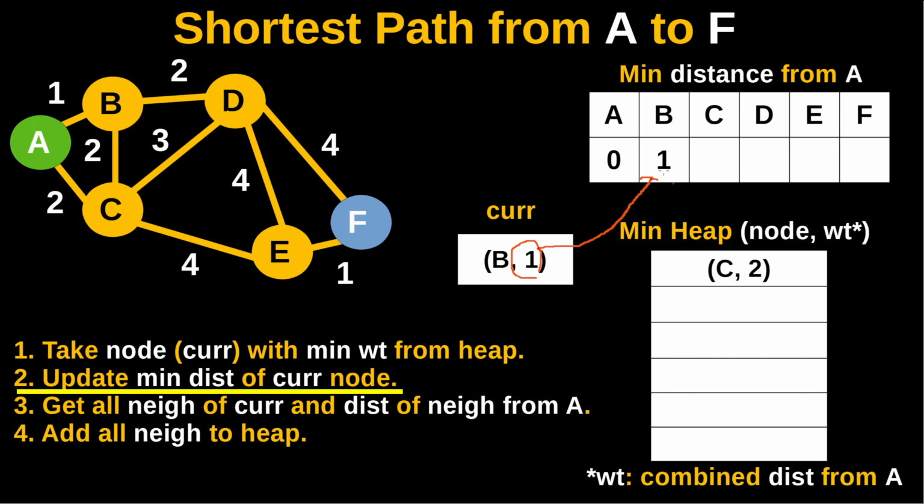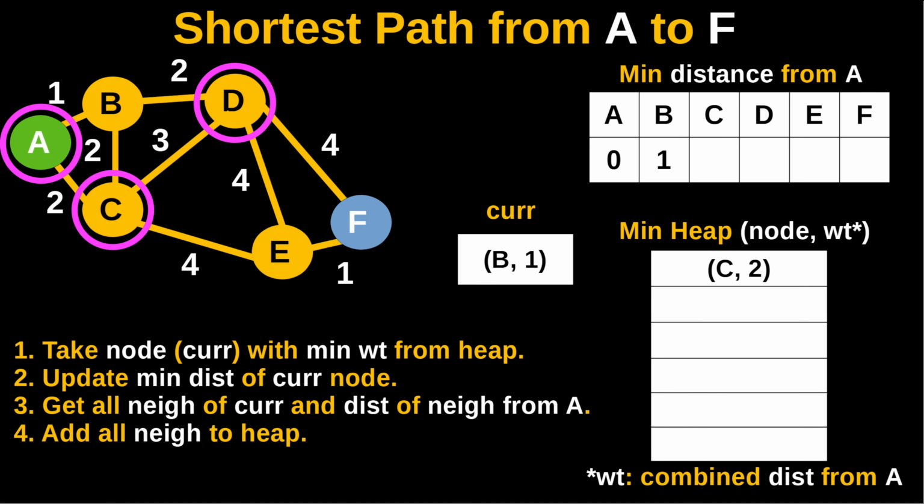The weight value in the current tuple is the value that we want to use to update the minimum distance table for that current node. Once updated, that value is the minimum distance from the source node to that current node. For example, in this step, we now have established the shortest distance between A and B as 1 unit. Now we get all the neighbors of B. The neighbors of B are A, C, and D. For A, we have already established the minimum distance, so we will ignore that node.